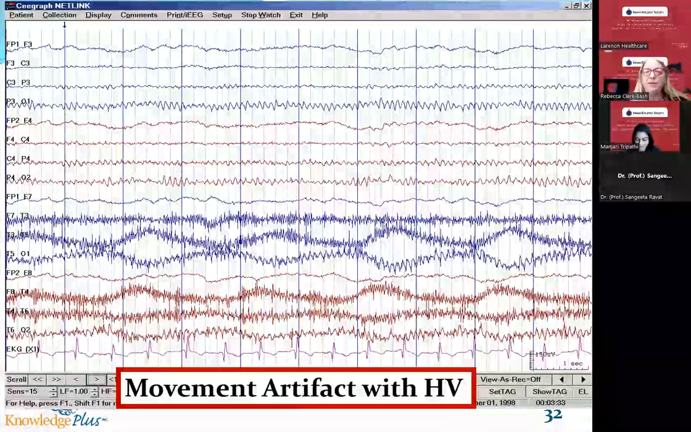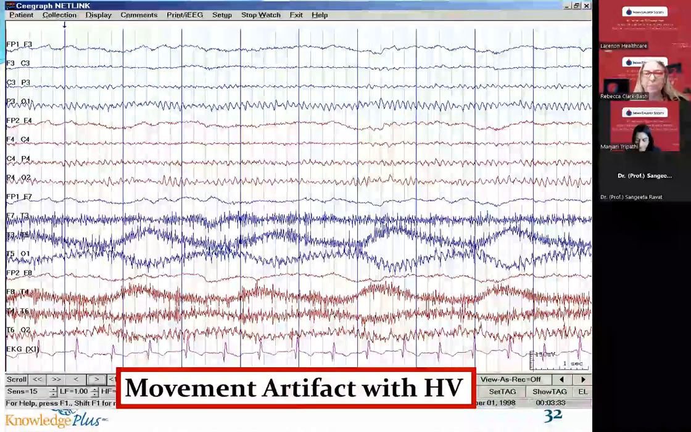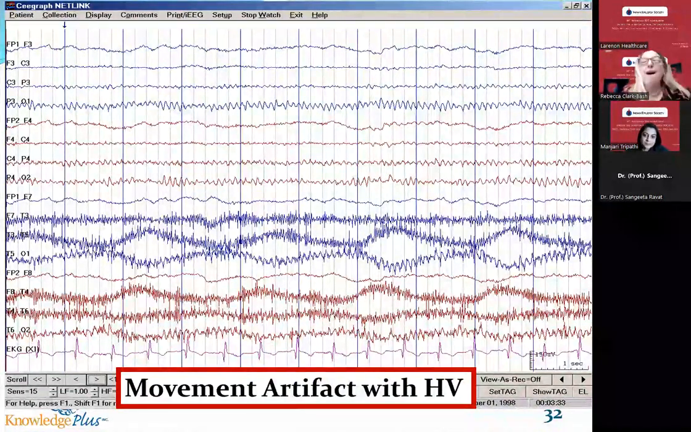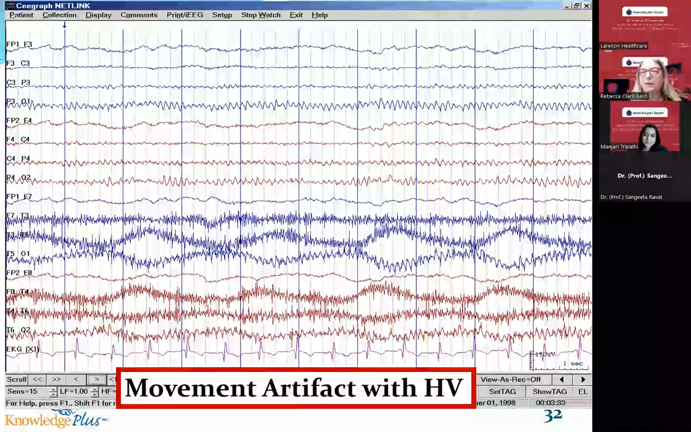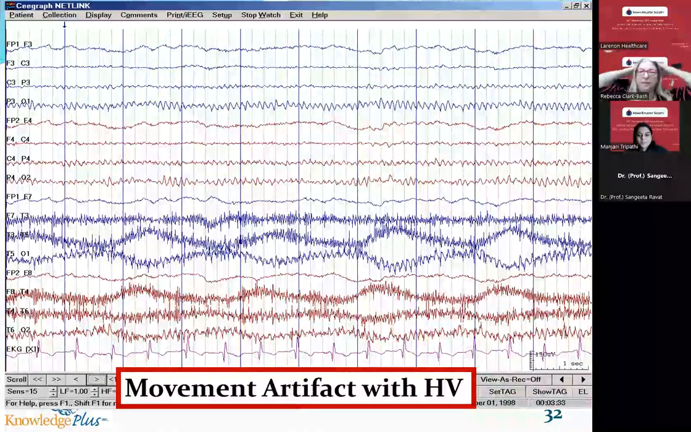Now, movement is a big problem with hyperventilation, especially in young children, because they really like to do this and they're bobbing their head, which creates all this movement artifact. The best way to get rid of all that is to take a towel roll and just put it under their neck. So now they can move their head all they want, but it's not rubbing on the bed or on the chair.